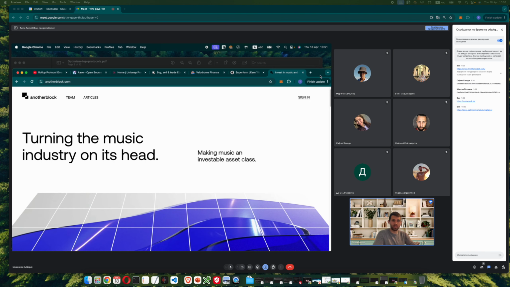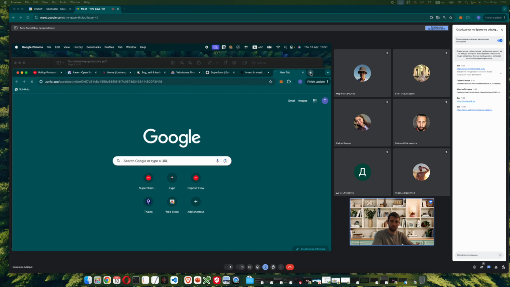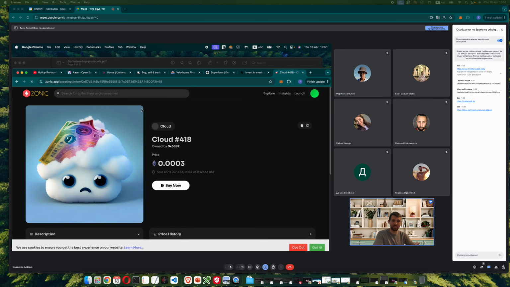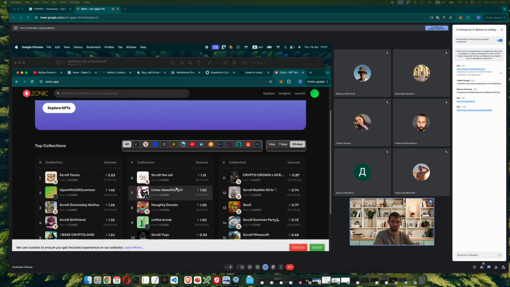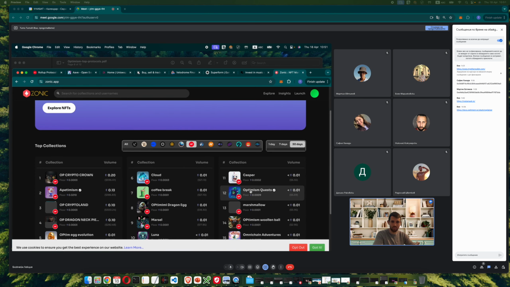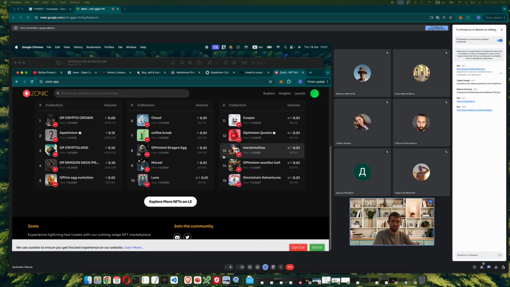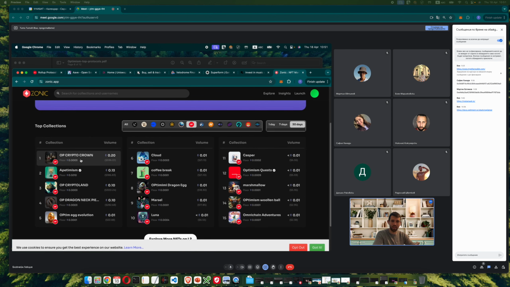There's another protocol which is Zonic, which is an NFT marketplace. This is something typical for blockchain. There are these kinds of marketplaces for art. So you can see here different collections, and you can buy art or collectibles from different digital creators.